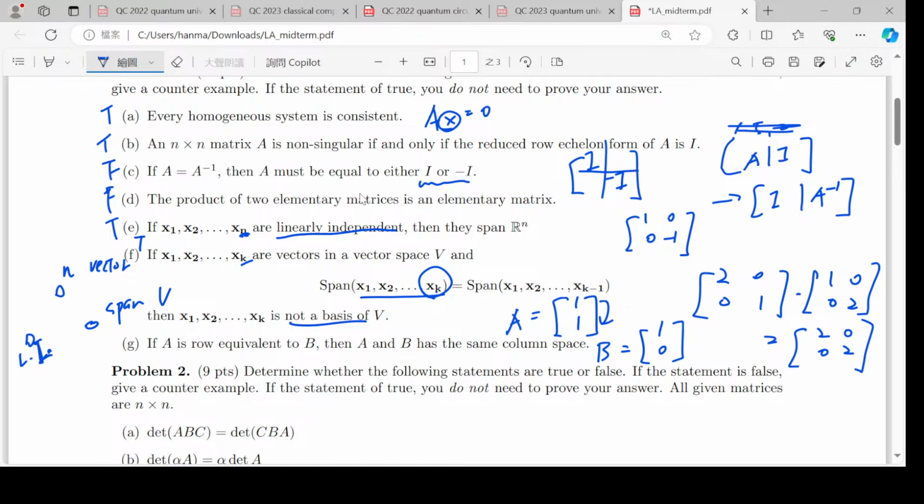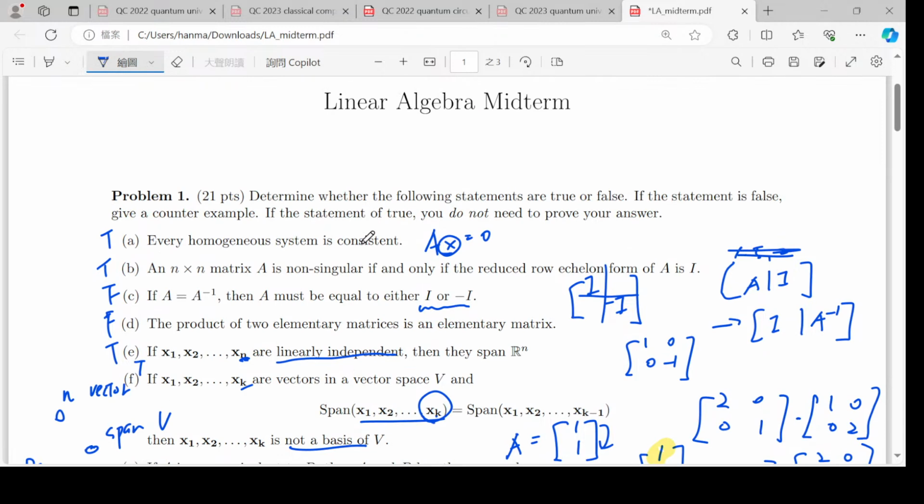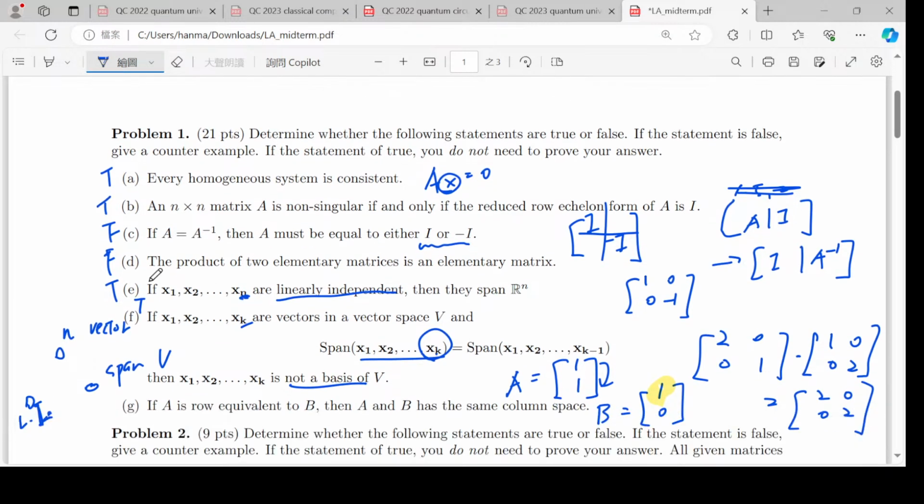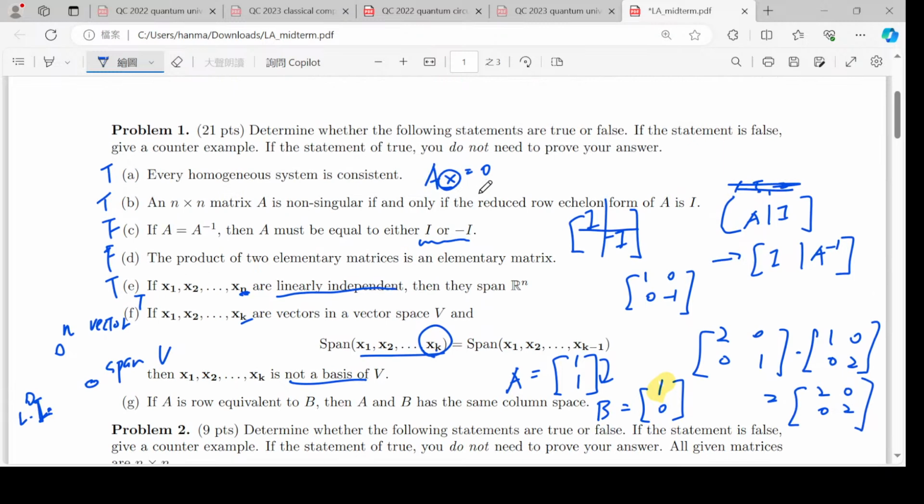But what we say is that if you look at the pivot column of B, then you can find a basis of the column space of A. So the pivot column of B is here, and then the column space of A is spanned by this one vector here. So any question about problem 1? It's a basic question, basic from the book.